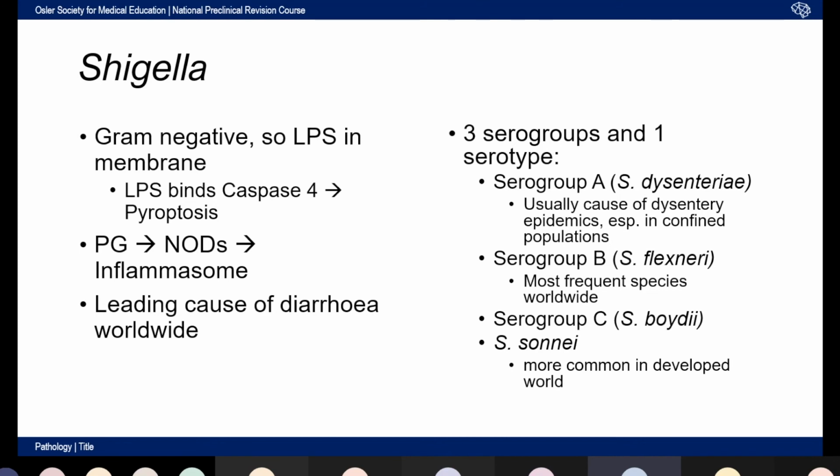metabolism. So S. flexneri, so the serogroup B, is the most frequently isolated species worldwide, accounting for 60% of cases in the developing world, whereas S. sonnei is more common in the developed world, so it causes 77% of cases in the developed world, but only 15% in the developing world. So that just shows how different pathogens can predominate in different places. And then serogroup A is usually the cause of epidemics of dysentery, especially in confined populations such as refugee camps.